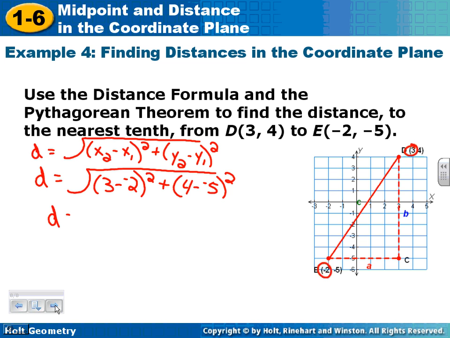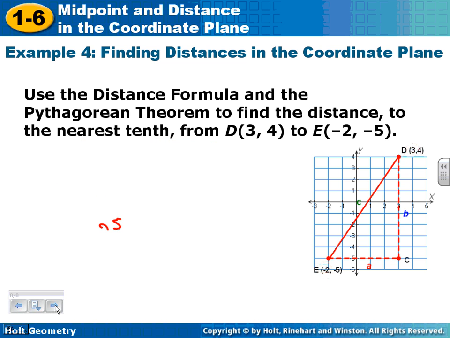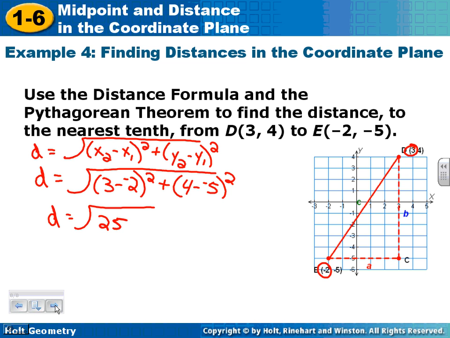So let's simplify these. It's going to be 3 minus negative 2 is 5. Square that. That makes 25. And then plus 4 minus negative 5 is 9, squared. So it'd be 81. So my distance would be square root of 106. Square root of 106.